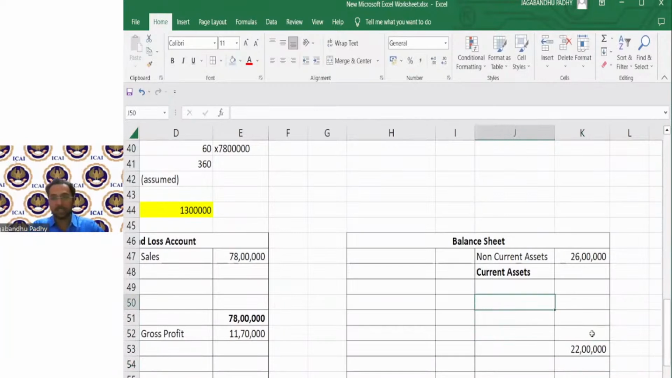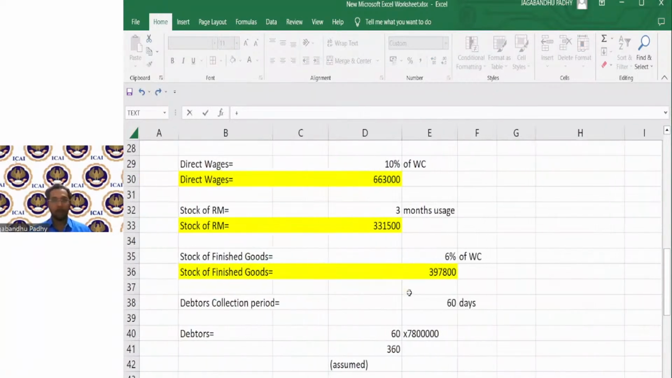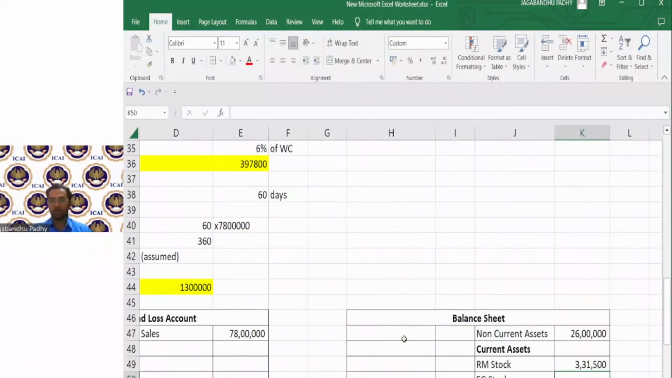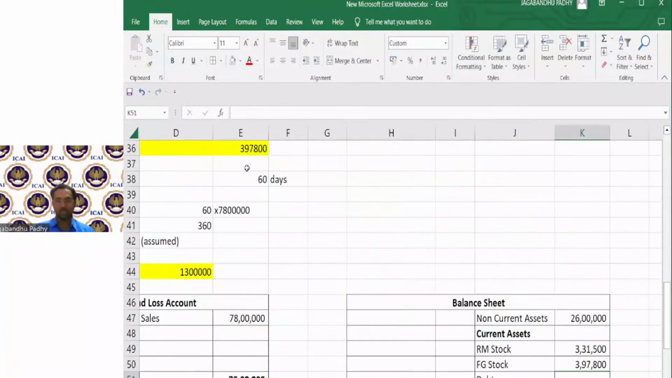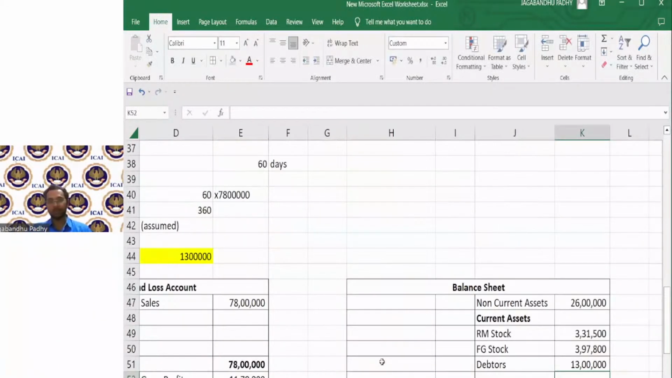22 lakh. Now, within that current assets, we have information about raw material stock. We have finished goods stock, right? Then we have the debtors value. Let's just punch in and try to see if the total is coming out to 22 lakhs in current assets form. So raw material stock is what we have as 3 lakh 31,500. Finished good stock is what we get as 3 lakh 97,800. And debtors, as we have computed earlier, it's 13 lakh.